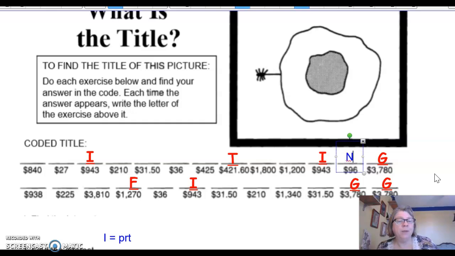And I will be posting another video on Tuesday for compound interest. So I'm not going to post it because I want you to do simple interest first.